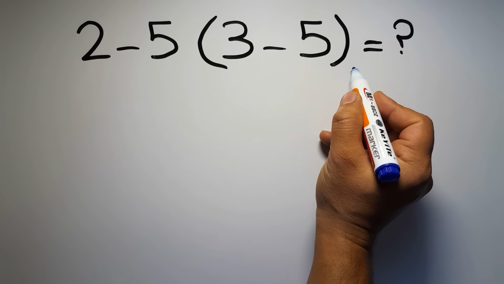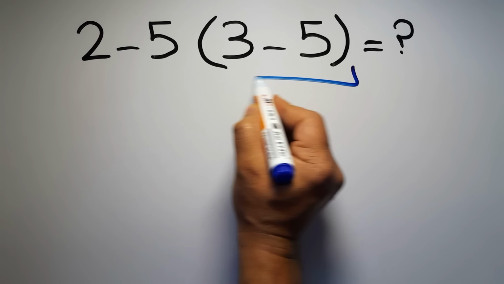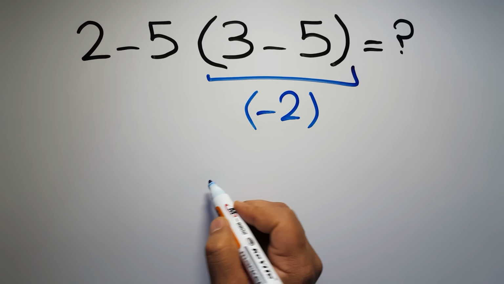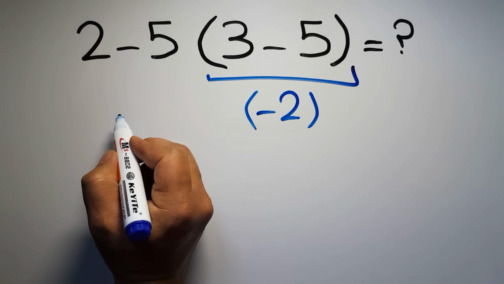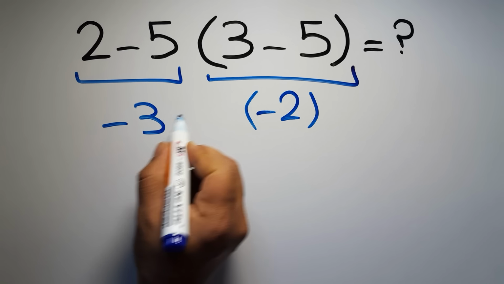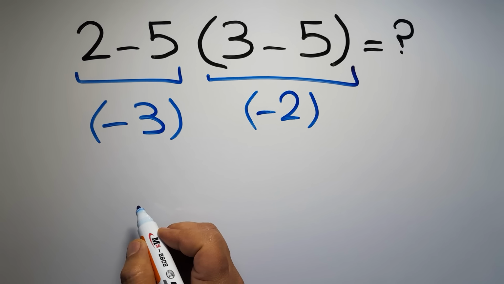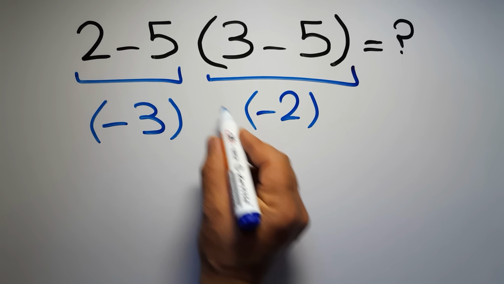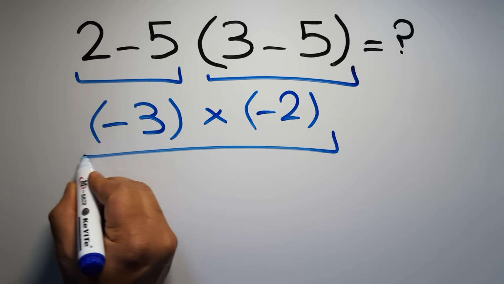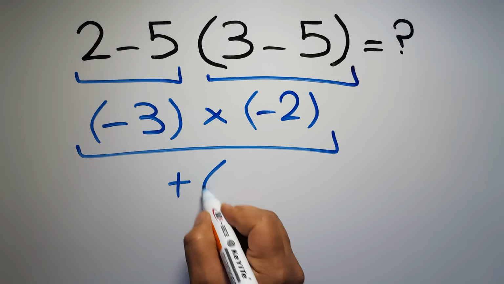3 minus 5 gives us negative 2. And here we have 2 minus 5, which equals negative 3. So negative 3 times negative 2, which equals positive 6.